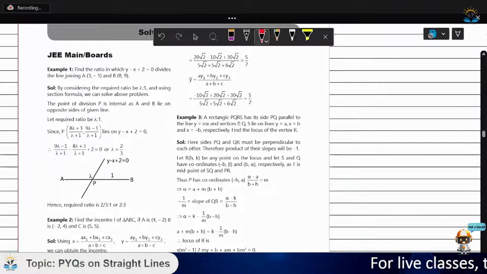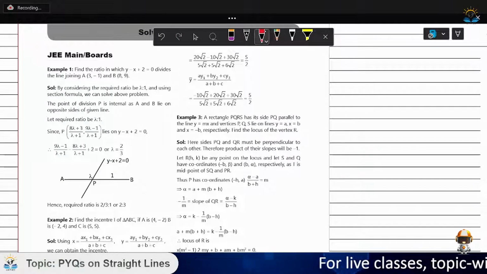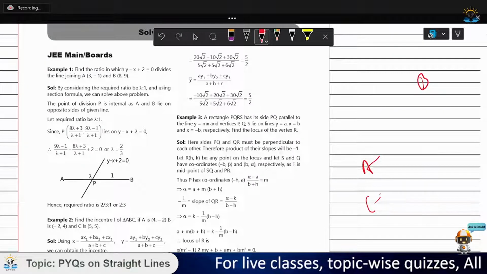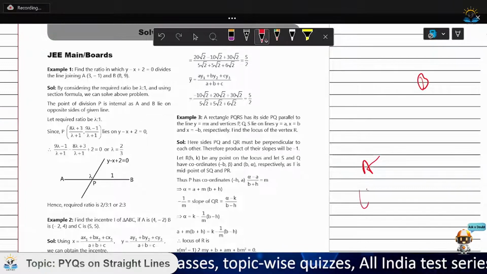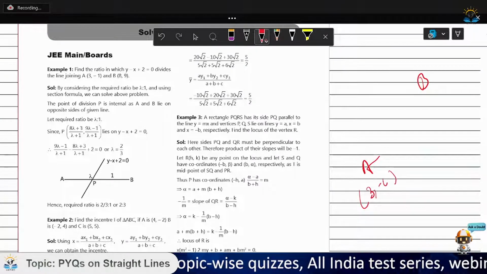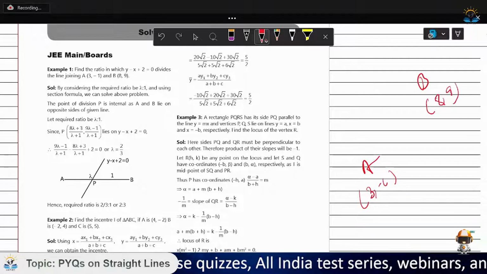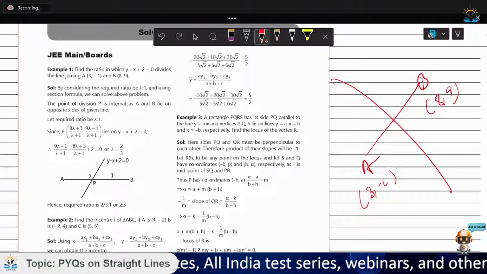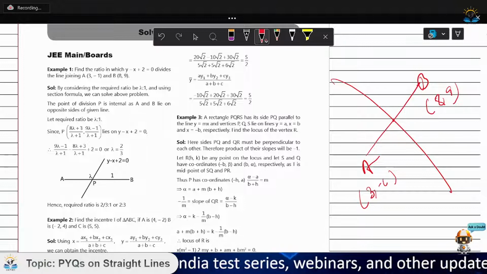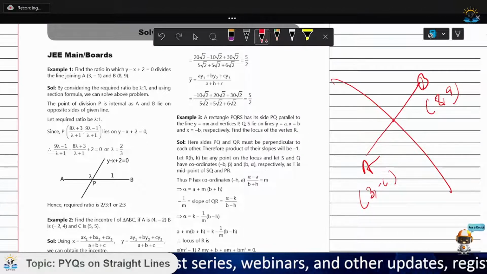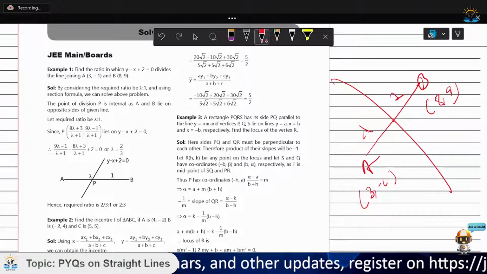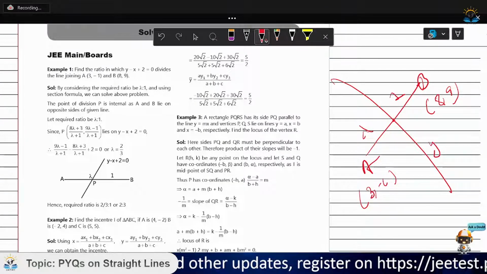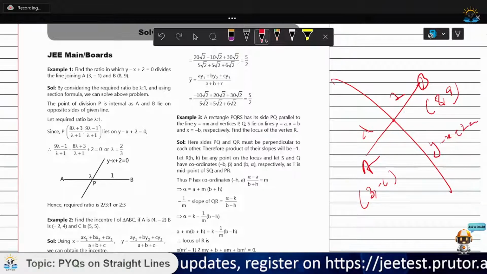Talking about the first question, we are given two points, A and B. A is 6 comma minus 1 and B is 8 comma 9. There is a line that divides the line joining AB in a ratio, and we have to find that ratio. Let this be lambda to 1. We know the line's equation is y minus x plus 2 is equal to 0.